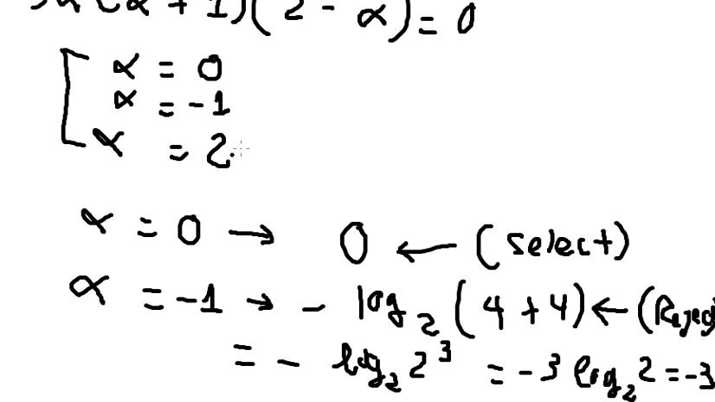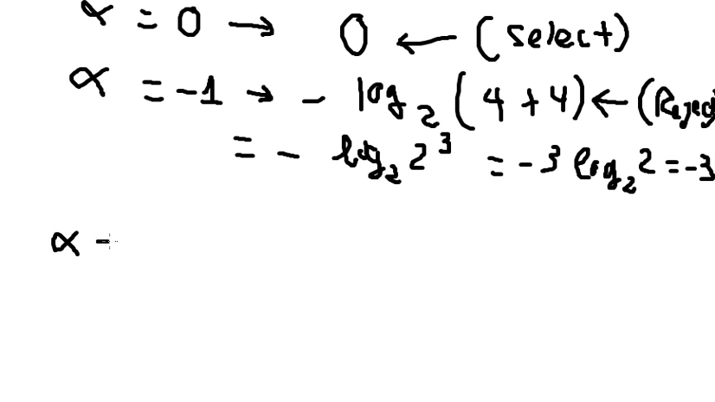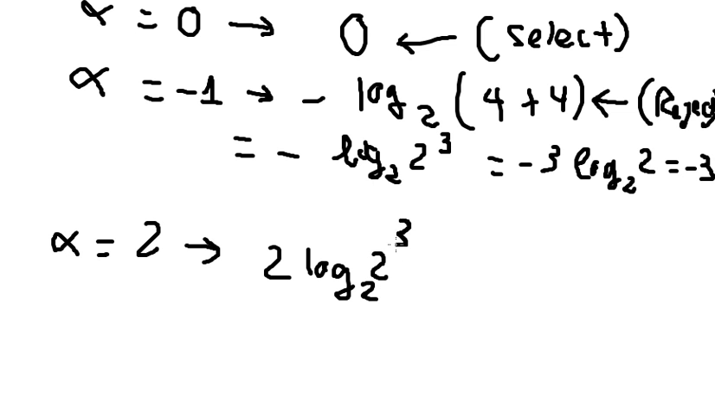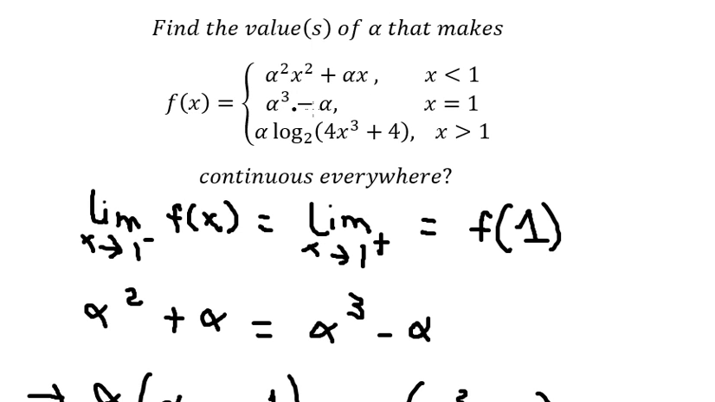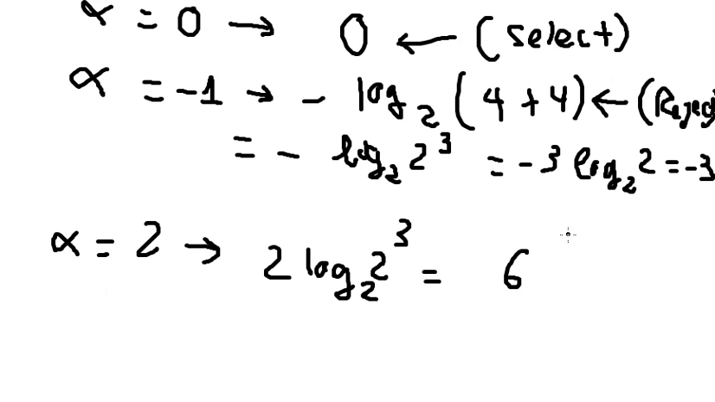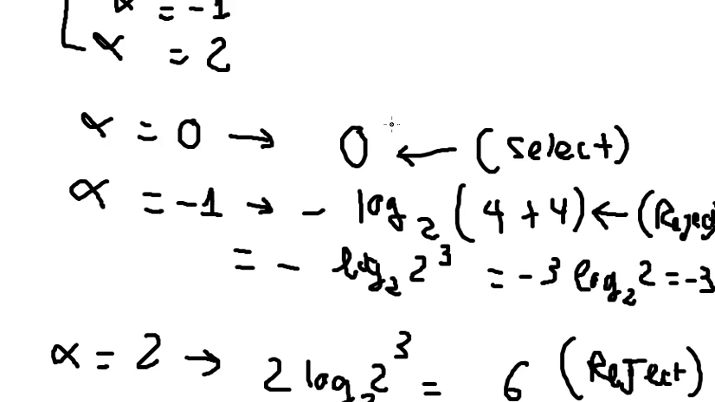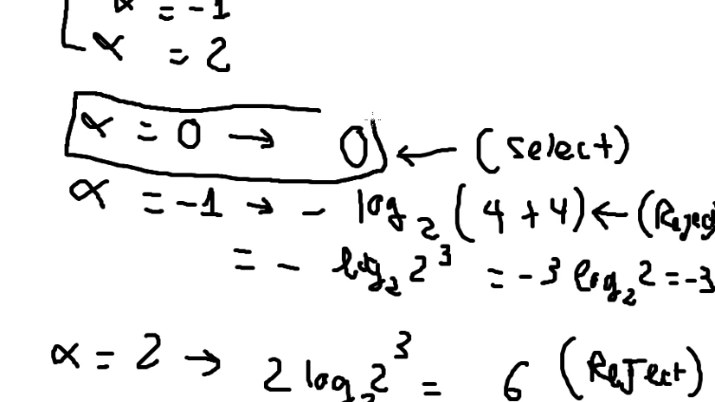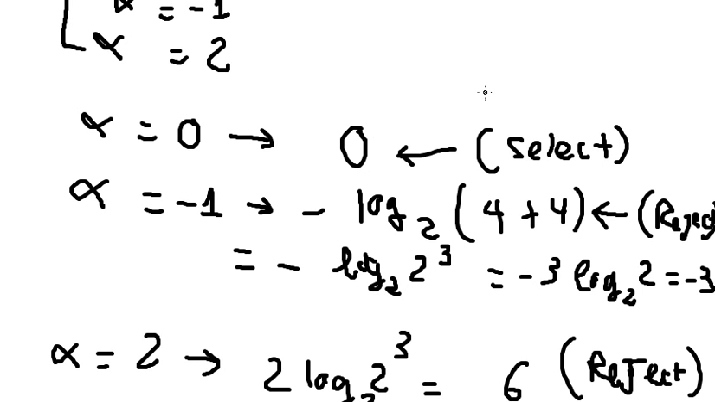Now we just have only 2. Now we put alpha equals 2 in here. So we have like this. And this one we have 6. So if we put 2 in here, you get 0, but this one you get 6. So we need to reject. So we just have only this one. That is the end. Thank you for watching.